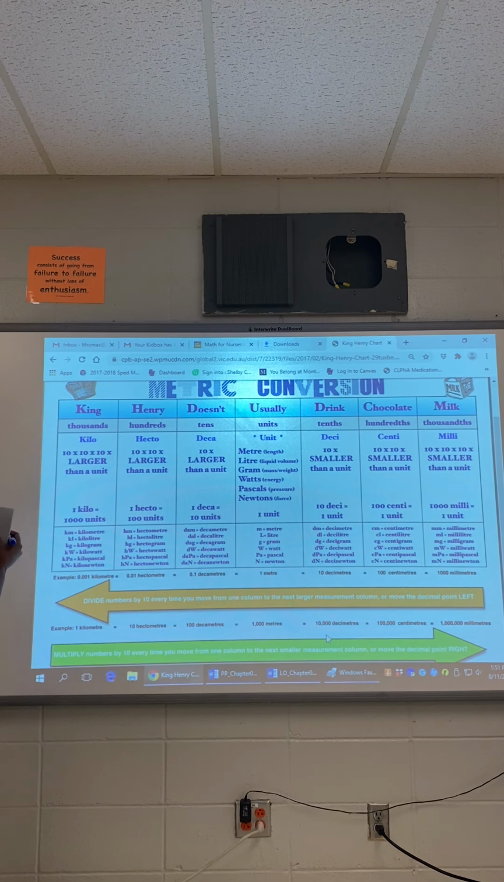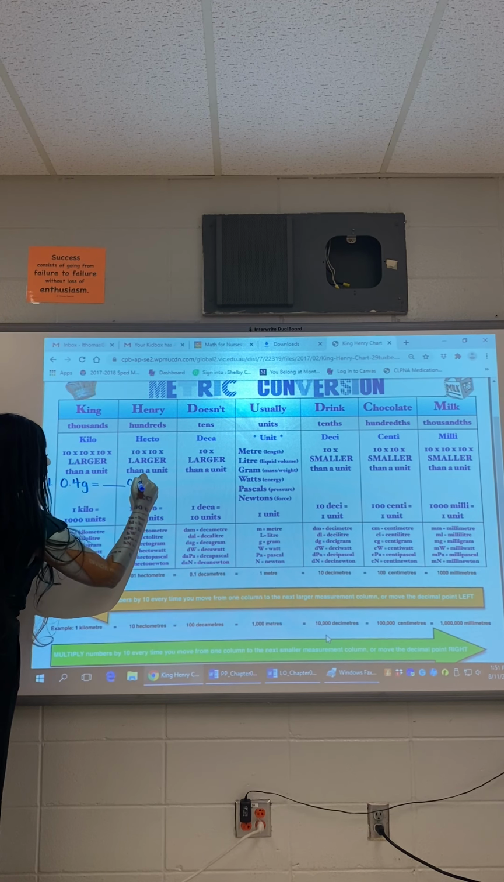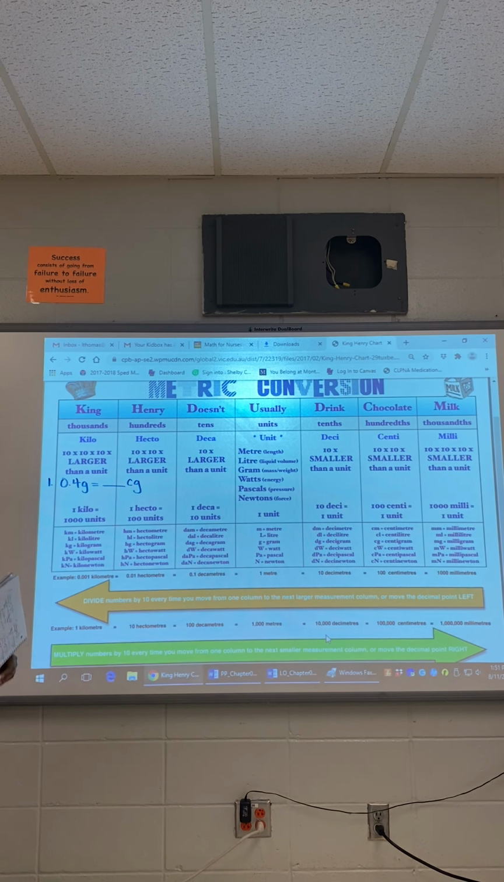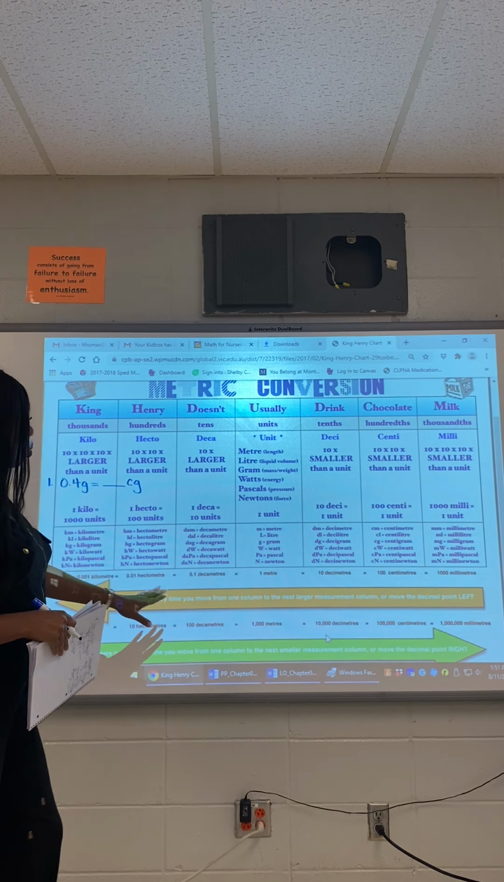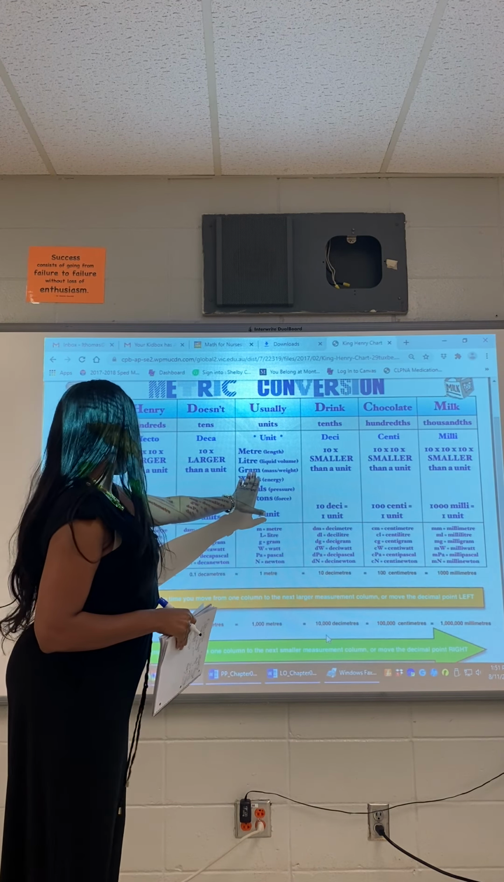Okay, we'll just place it somewhere. I'll start right here. Number 1, I have 0.4 grams equals how many centigrams? Okay, so let's go to grams. Gram is going to be just a unit of measure. So we're going to start with grams here.